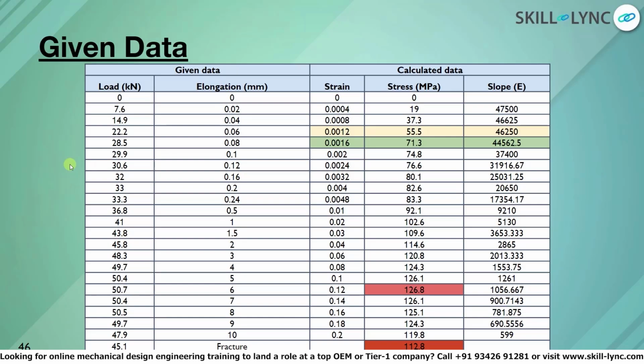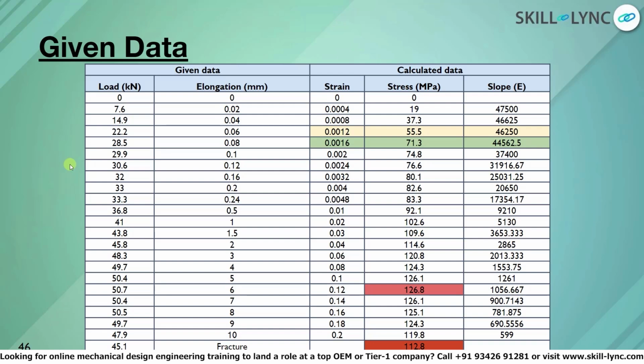If you can see in this data, the given variables are load, which has a unit of kilonewton, elongation, which has a unit of millimeter, and then there is strain, stress, slope. Strain doesn't have any unit because it's a dimensionless quantity. Stress is in megapascal, and slope is the ratio between stress and strain. We will look into it more as we go into the problem.